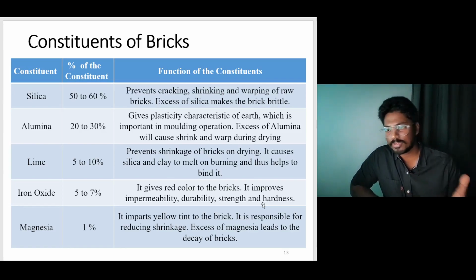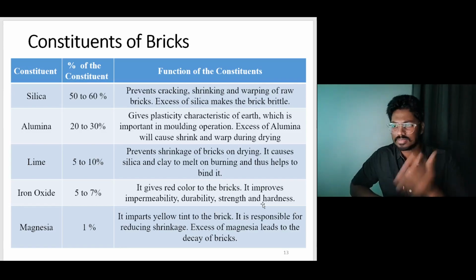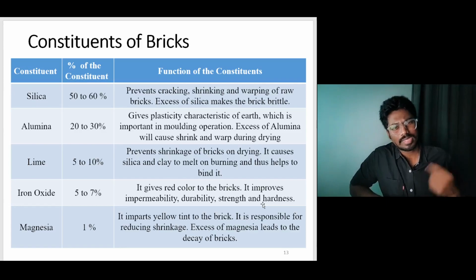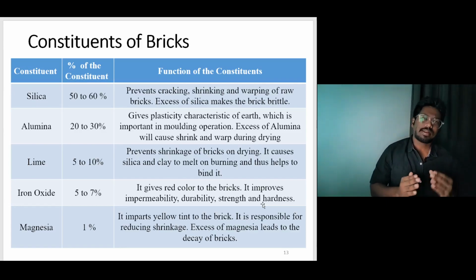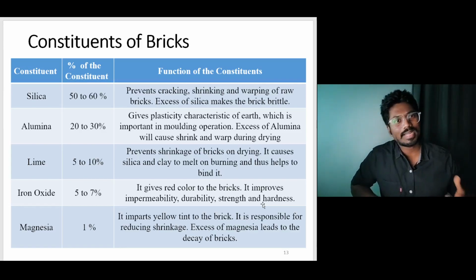Iron oxide, 5 to 7%, it gives the red color in the brick. It's not about the color. The purpose of iron oxide is basically it imparts more hardness and strength. It gives better durability and impermeability. But then red color is a secondary quality that happens because of its presence.